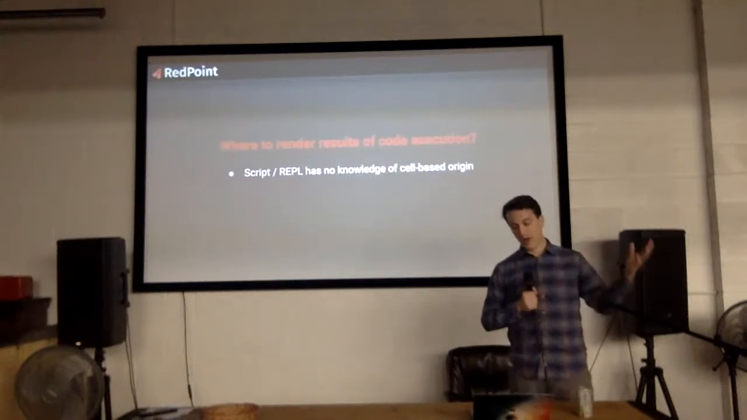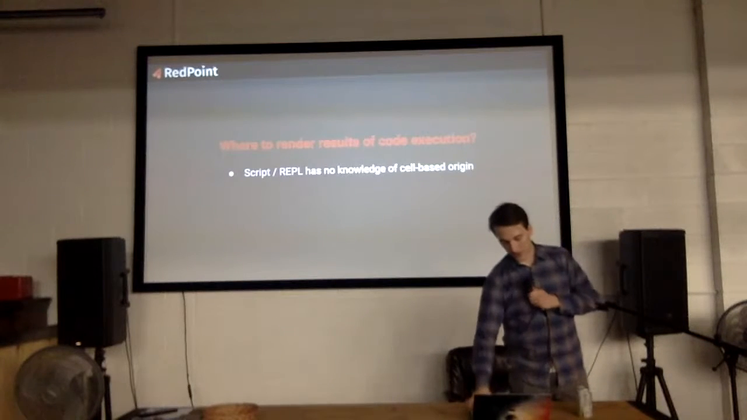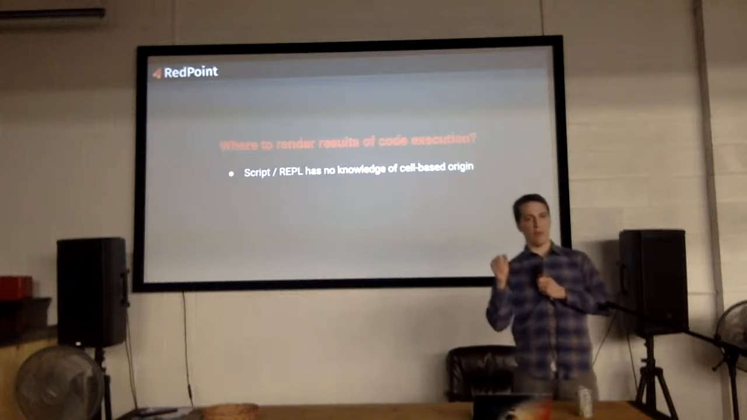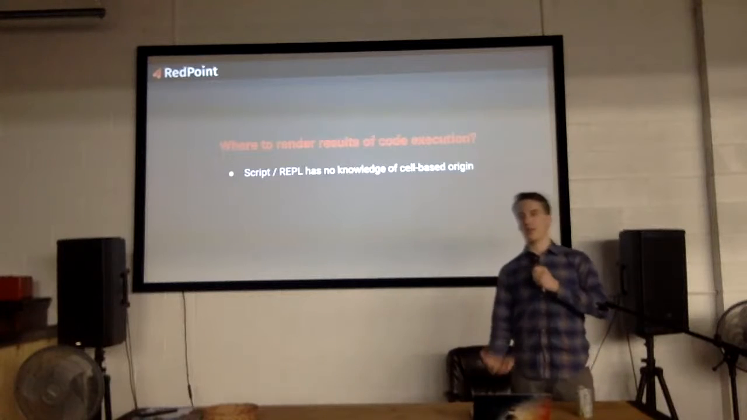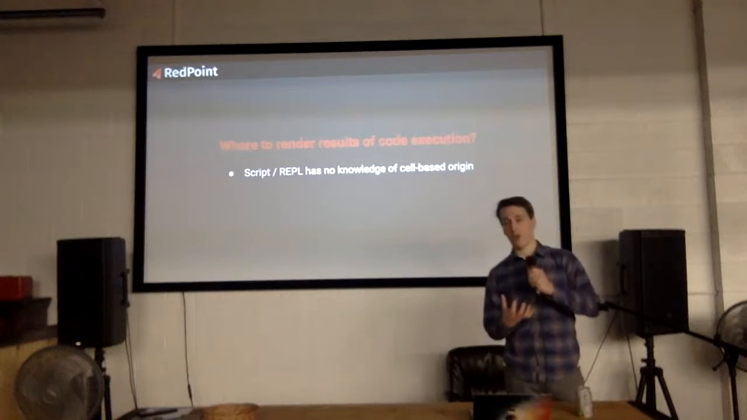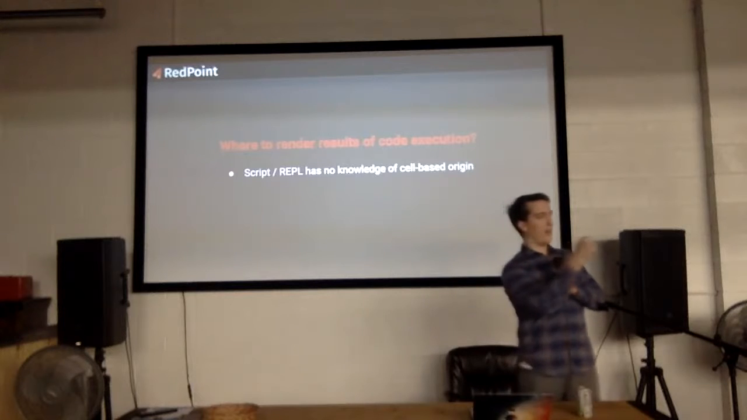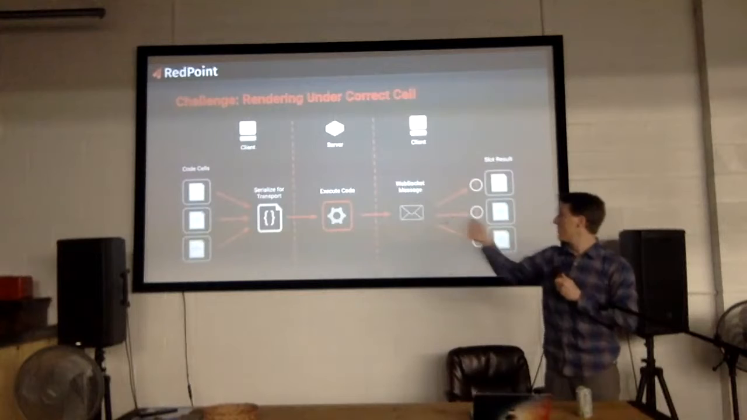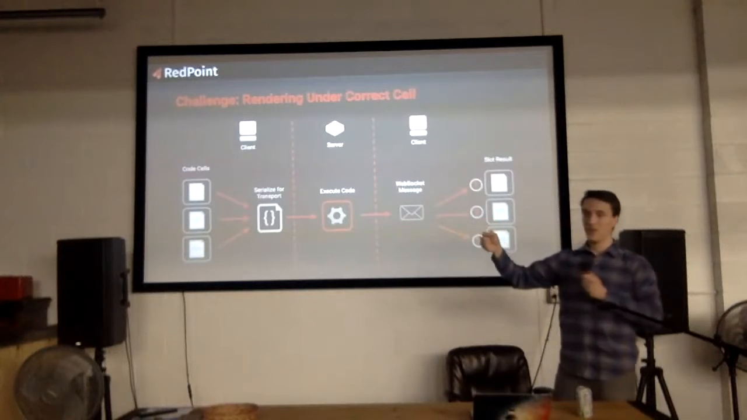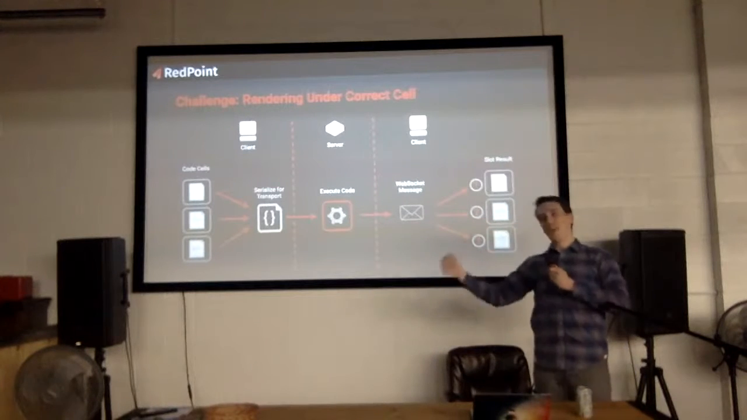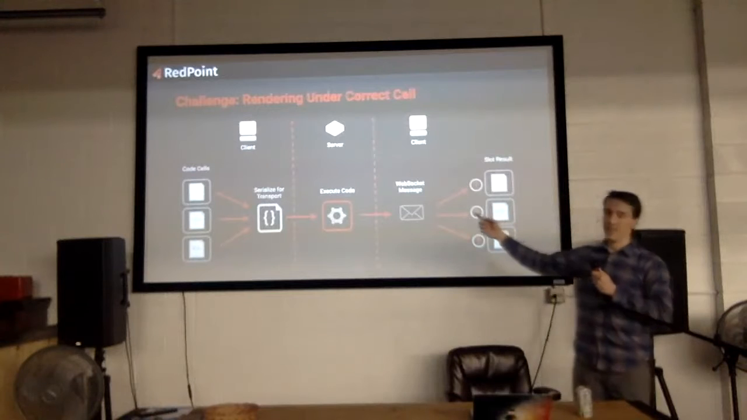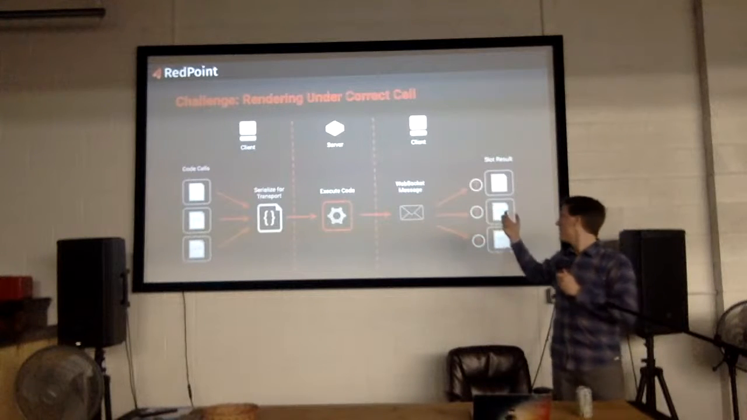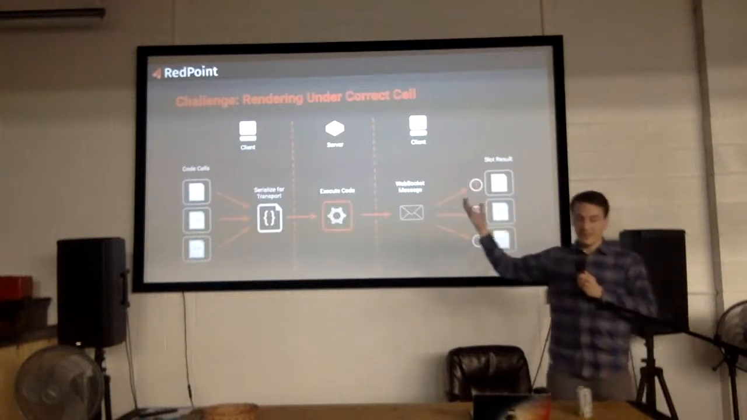So then, where do we render the results of code execution? Since our script that we build on the server, that's an aggregate of all the code cells, has no notion of a cell-based origin. Right? So that looks kind of like this. Our code cells come over to the server, they're joined into a single script. We listen to the standard out, fire messages back to our client, and it goes, where do you render me? How do you do it?